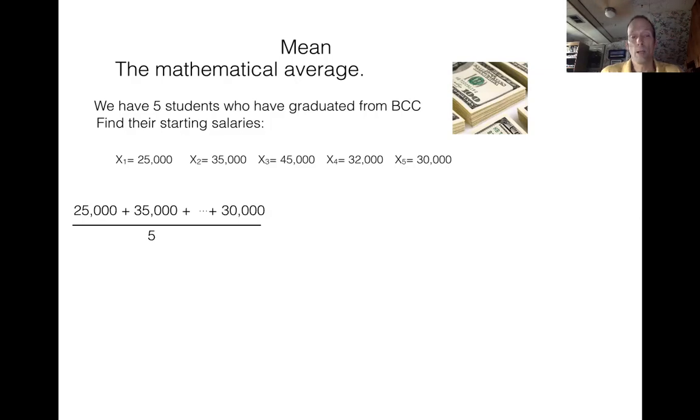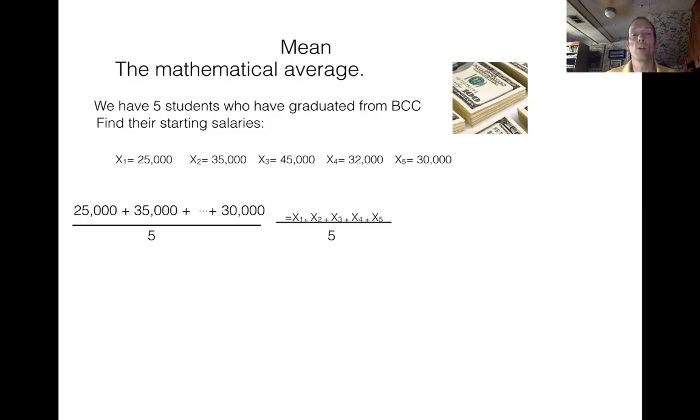So is there an easier way of doing this? What else can we call the 25,000 that would be shorter than writing out 25,000? The answer is we can call 25,000 the X1 observation. And we can add to that X2 and so on until we get X5. And we're going to divide all those by 5. Now, writing X1 plus X2 plus X3 all the way out to X5 saved us some space. And there's even a more succinct way that we can do this.